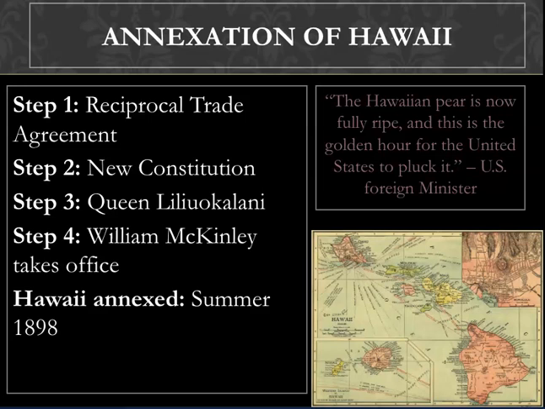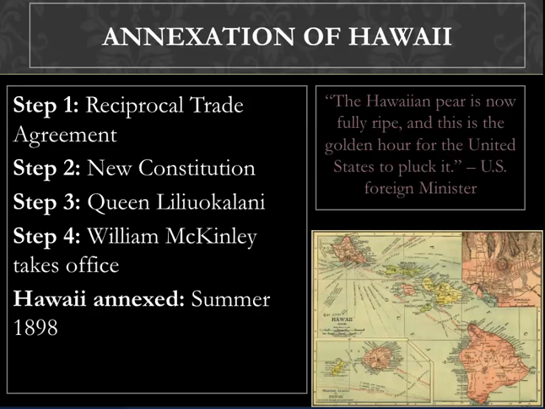And so they forced the king at the time to sign a new constitution. And we call this constitution a bayonet constitution. American missionaries forced the king at bayonet, at knife point, right at the end of a gun, to sign this new constitution, basically allowing the Americans who live in Hawaii to run the government, making the king and the queen figureheads of the government, no longer in power.